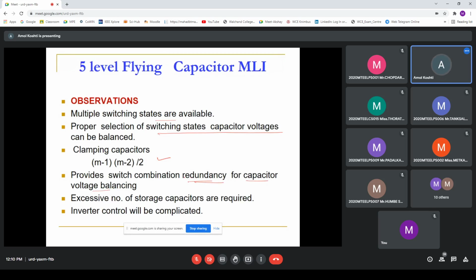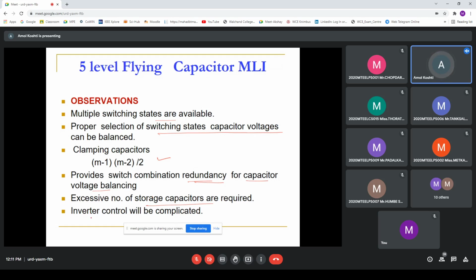Redundancy means that sometimes the capacitor voltage comes lower than it is required. Why does it come? Because there is a continuous charging and discharging of the capacitor. Then an excessive number of storage capacitors are required. The storage will be increased even though it is not needed in the circuitry. Why? Because for clamping itself we are using the capacitor, so that capacitor will obviously be charged and obviously be discharged. So there is excessive storing capacity.